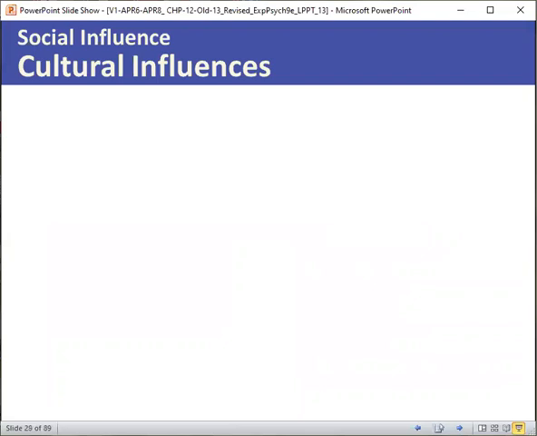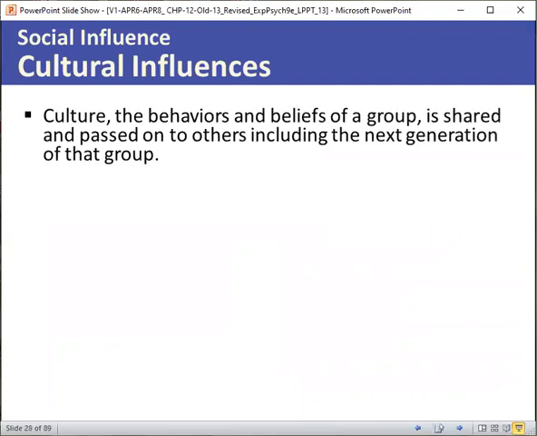All right, so let's look at cultural influences. First, culture. We've talked about it a couple of times already, but now let's get a little bit more deeply into what we mean by culture. Culture is the behaviors and beliefs of a group that is shared and passed on to others, including the next generation of a group.